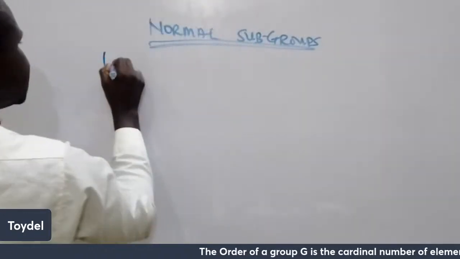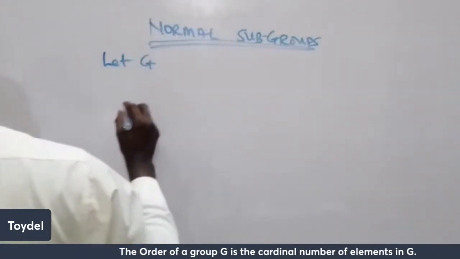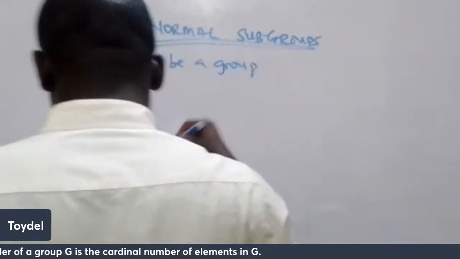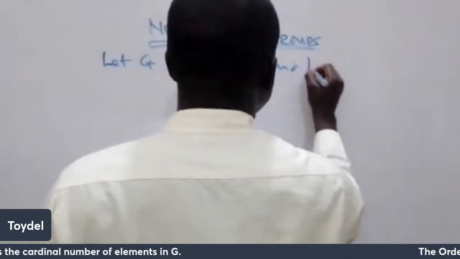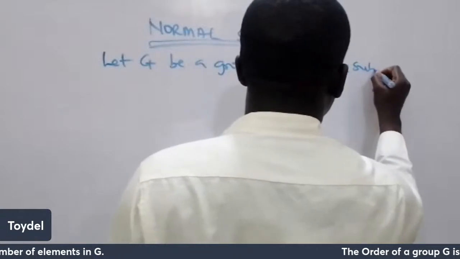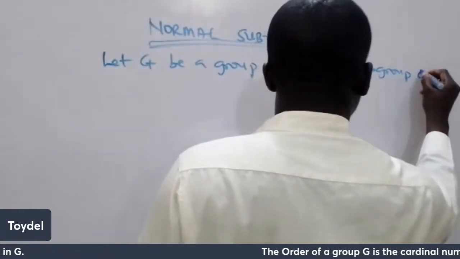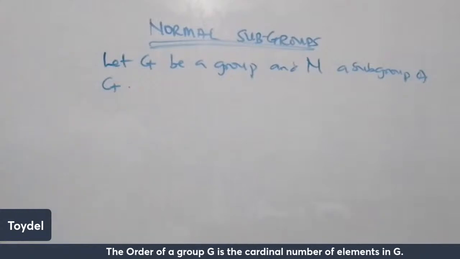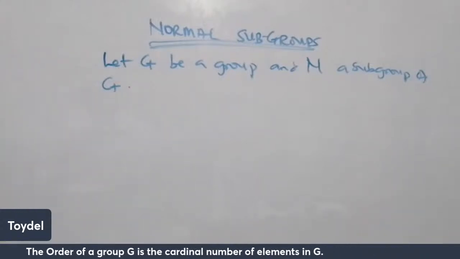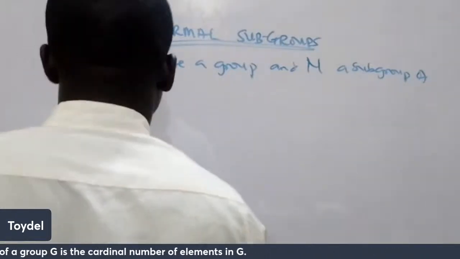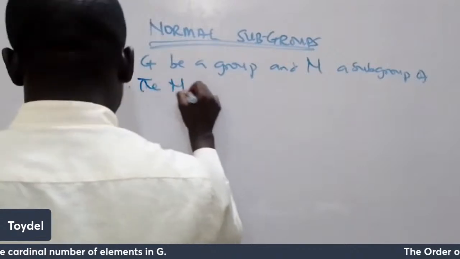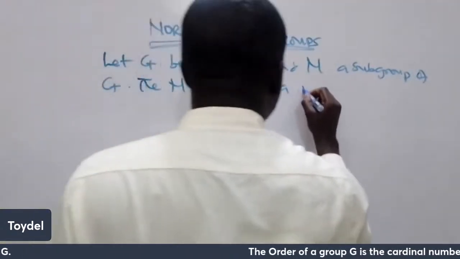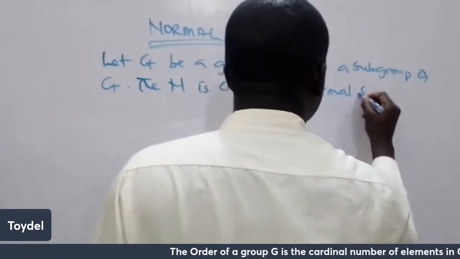So we say let G be a group. Before we talk about subgroup, we must have a group. And N a subgroup of G. Then N is called a normal subgroup.